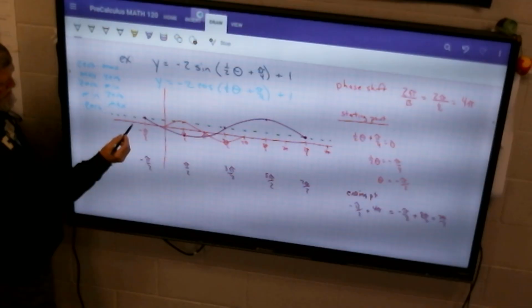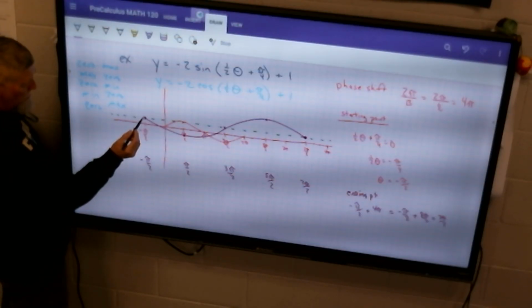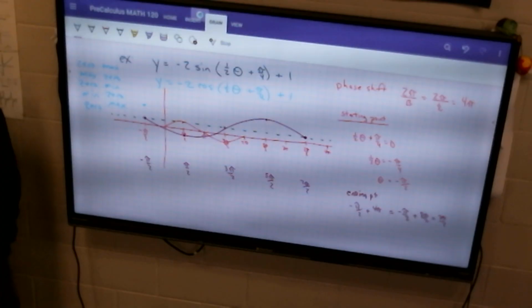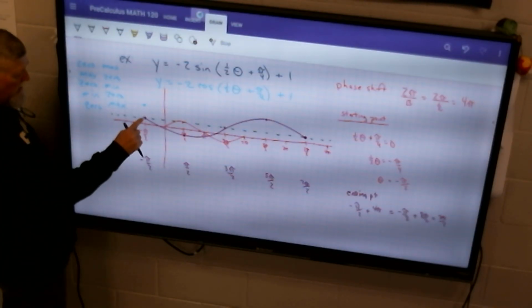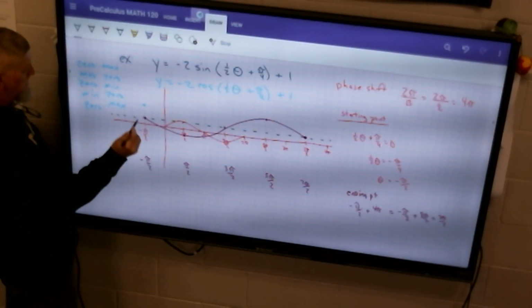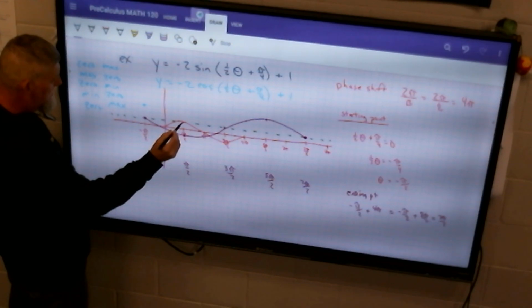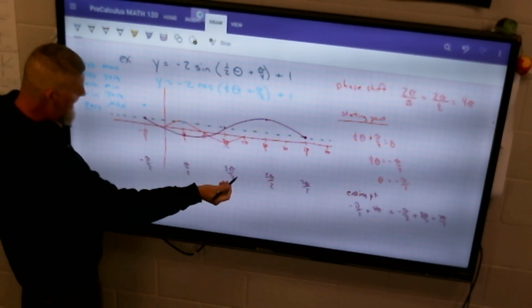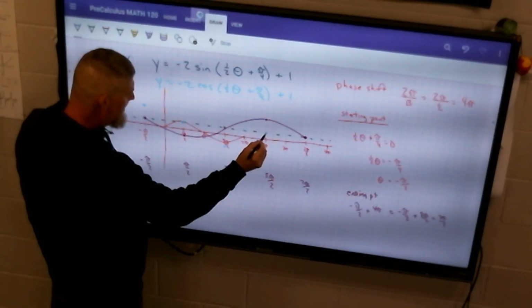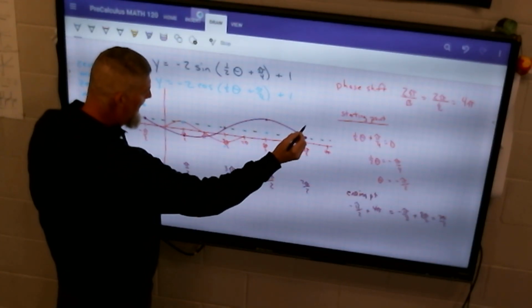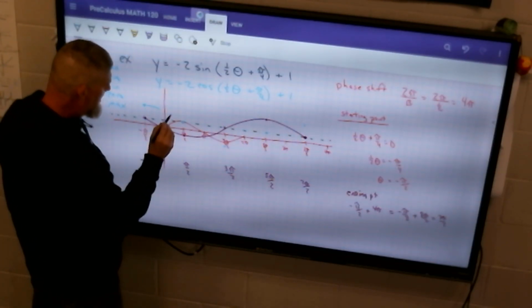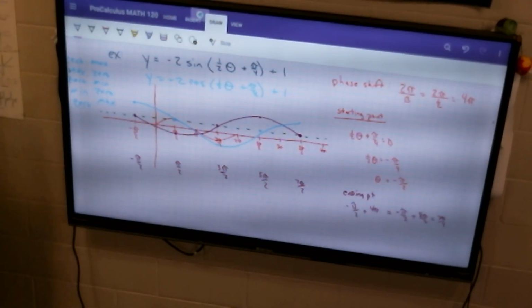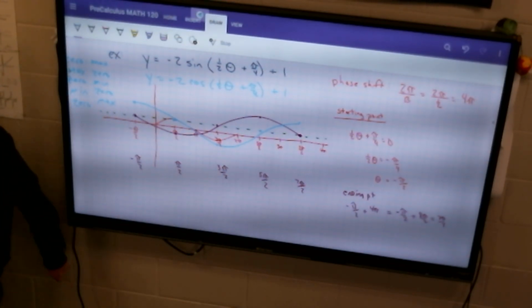So that means at my starting point, I would start at the max, which is going to be 3. Everything else is exactly the same. It's just rather than starting at the midline, I start at the max. Then I'm going to go to the midline. And then I'm going to go to the minimum. And then I'm going to go back to the midline and back to the max. And I'm going to sketch it just exactly. Everything else is exactly the same. It's just what order you put them on there.